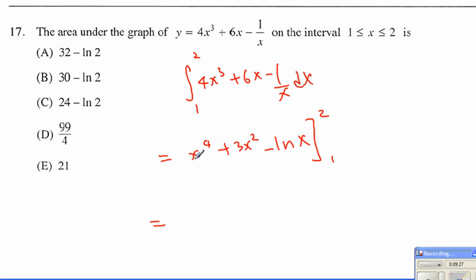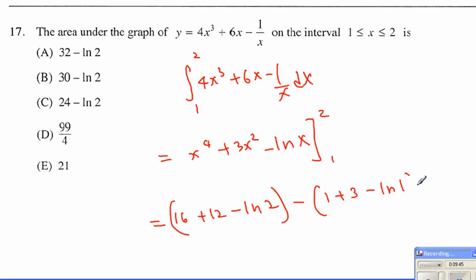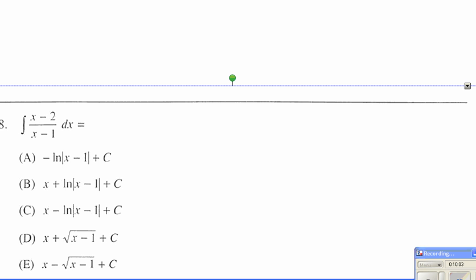When you plug in 2, we end up getting 2 to the fourth power, which becomes 16. And the second one becomes plus 12 minus ln of 2. Now, minus, if you plug in 1, the first one becomes 1 plus 3 minus ln of 1. We know that this one becomes 0. So when we simplify things here, we get 28 minus 4, so we end up getting 24 minus ln of 2. So that becomes our answer.